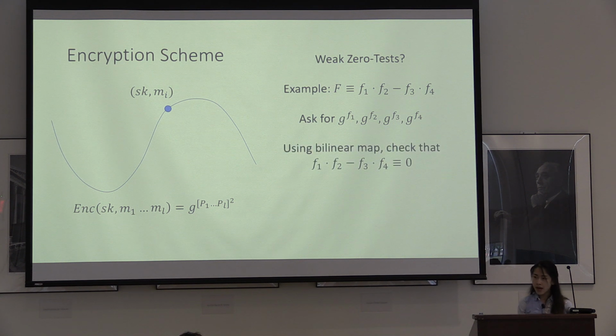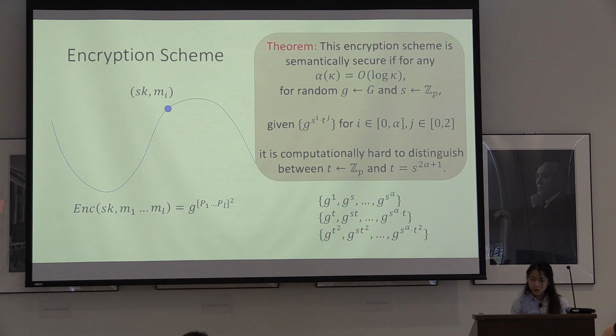And then using the bilinear map, we're going to compute each coefficient of this polynomial. So if you think about each coefficient of f1 times f2 minus f3 times f4, it's just going to be a combination of the coefficients of these polynomials. And using the bilinear map, we can perform a single multiplication in the exponent. So we can indeed check that every coefficient of this polynomial is 0. So we can check that it's the identically 0 polynomial. And again, what we're doing is independent of the secret key. So altogether, we have an encryption scheme that supports homomorphic operations and that supports weak 0 tests.